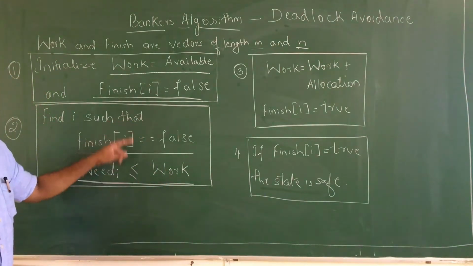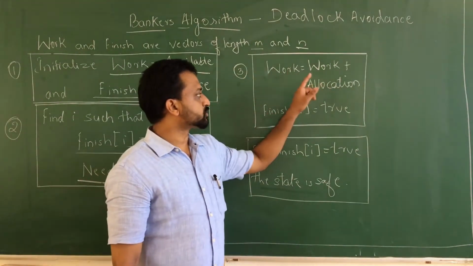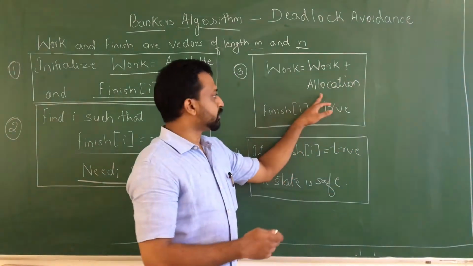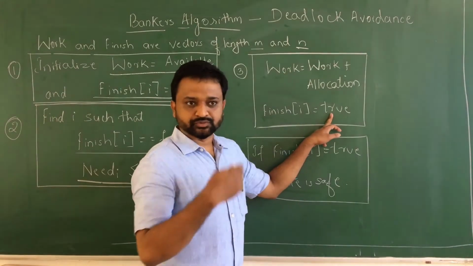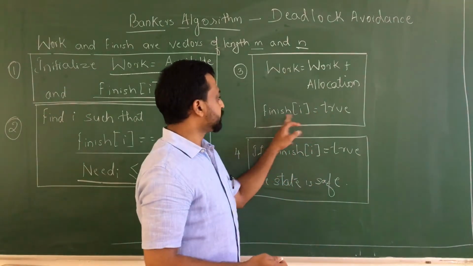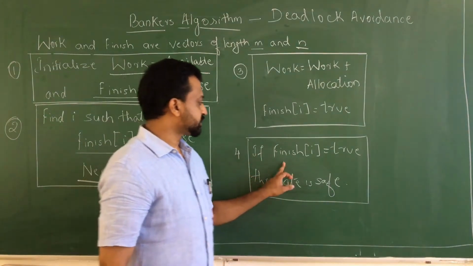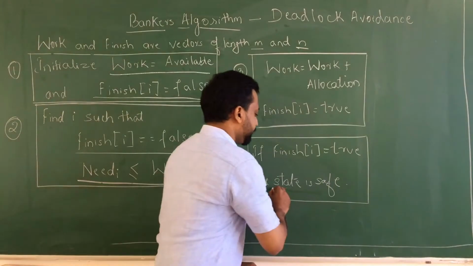If this condition holds, then we go further with the third step, where Work equals Work plus Allocation. The previous Work is added up with the Allocation. Then we change the Finish from false to true. After doing this, we check all the processes, and if Finish[i] is true for all the processes, then we make sure that the system is safe.